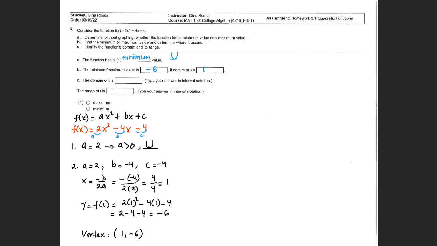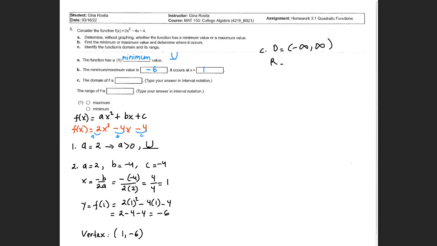So now C, we have to find the domain and range. Okay. The domain of any quadratic function includes all real numbers. So the domain of f of x is the set of all real numbers. Okay, this is for C. Yeah. The domain is real numbers, so negative infinity to infinity.